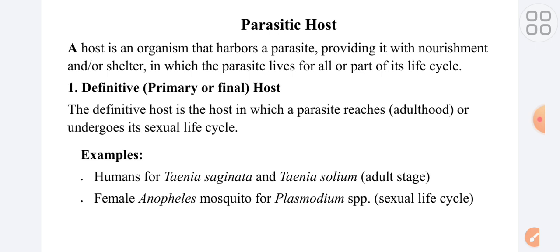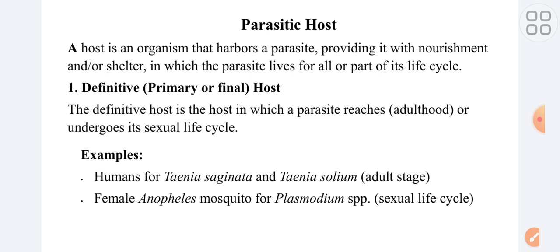The hosts are also divided into so many types. The definitive host, also known as primary or final. The definitive host is a host in which a parasite reaches adulthood, so you find adult stages in the host. Whenever you find a host harboring the adult stages for that parasite, this host is a definitive host.